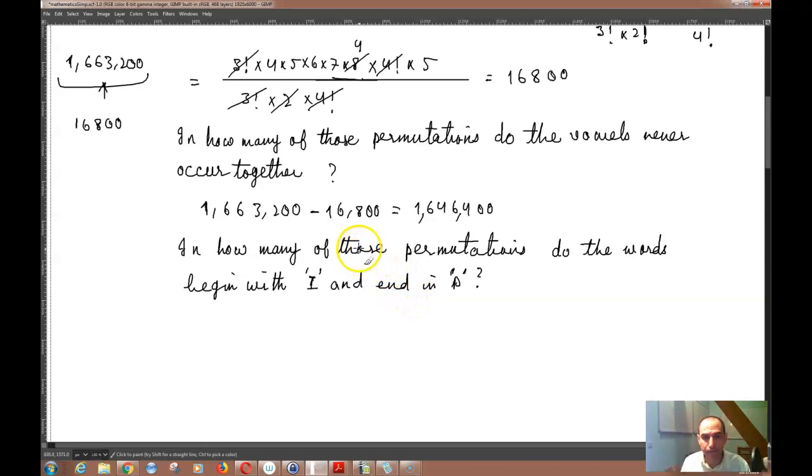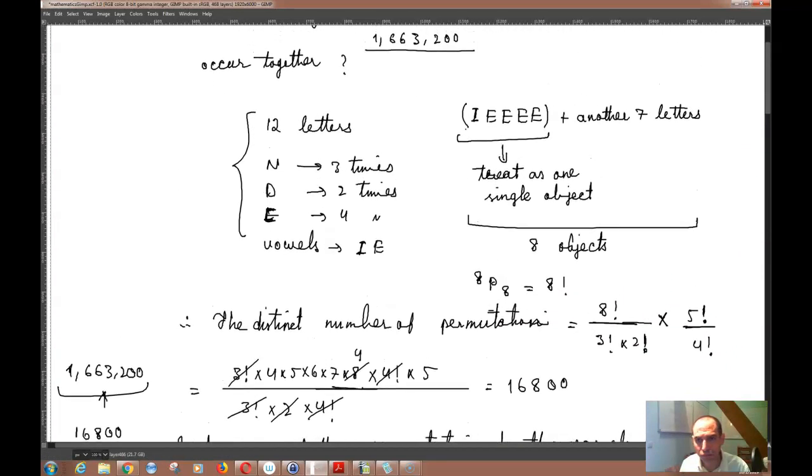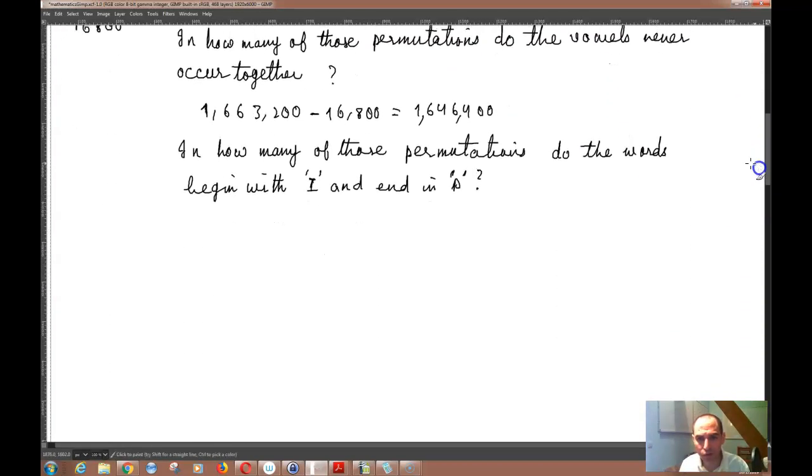Now, basically we have again the word independence. So you have 12 letters. These letters repeat themselves and so on and so forth. So I'm assuming that I'm making 12 letter words using these 12 letters, and I want the word to begin with I and end in P.